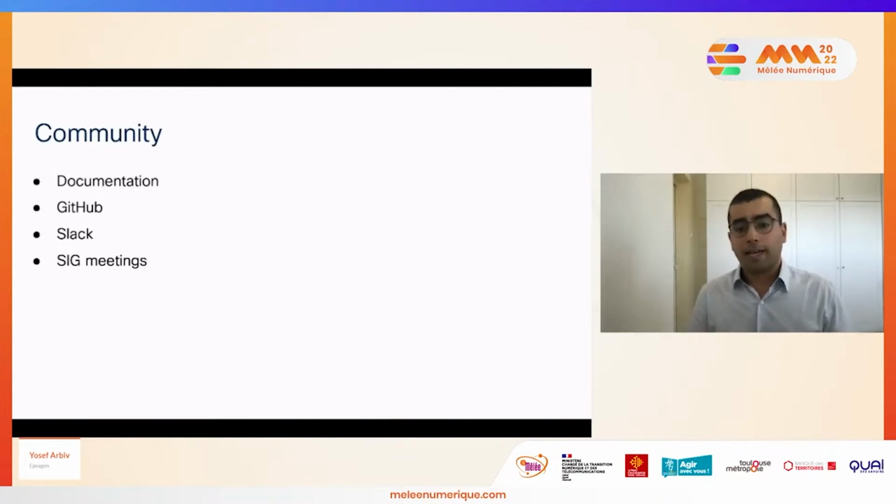And then you have the GitHub repositories. So of course, all of the code is available in the GitHub repositories. And you can also take a look at the different issues and bugs and the discussions on them. So it can be very useful.